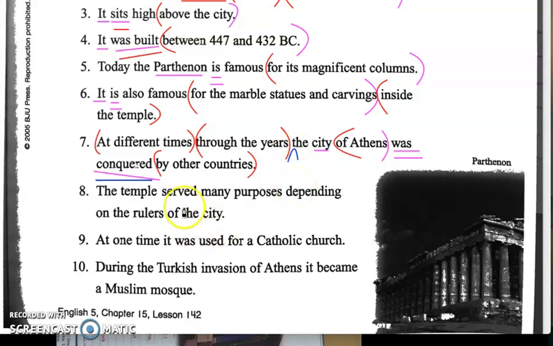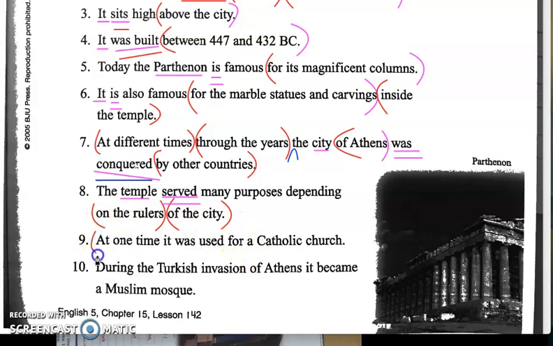Number 8, the temple served many purposes depending on the rulers of the city. On what? The rulers. So on is the preposition. Of what? Of the city. So now we got the temple served many purposes depending. Subject, temple, verb, served. No comma. Number 9. At one time, it was used for a Catholic church.